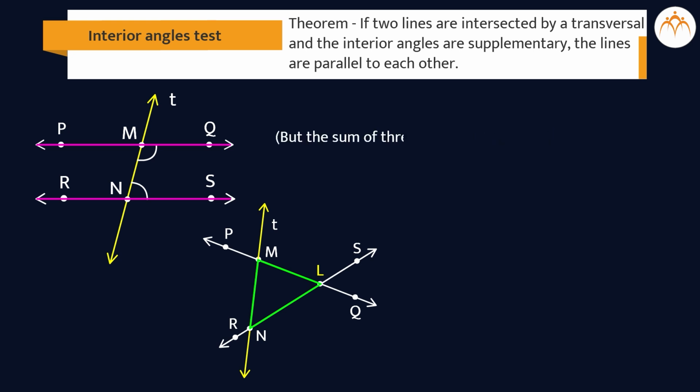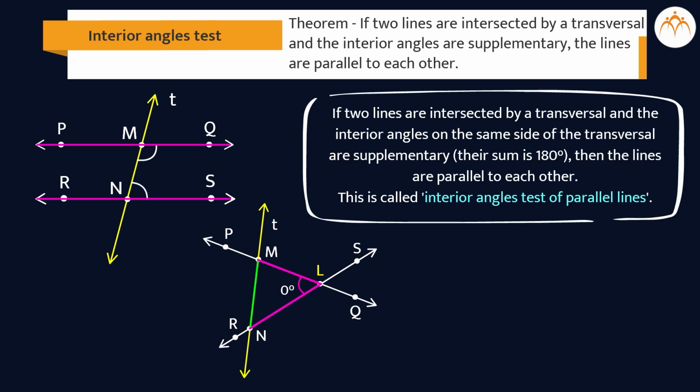But the sum of three angles of a triangle is 180 degrees. Therefore, measure angle MLN is equal to 0 degrees. Therefore, we can conclude that line ML and line NL, that is, line PQ and line RS, are not different lines. But we have been given that lines PQ and RS are two separate lines. This is a contradiction. Therefore, our assumption is wrong. Therefore, line PQ is parallel to line RS.